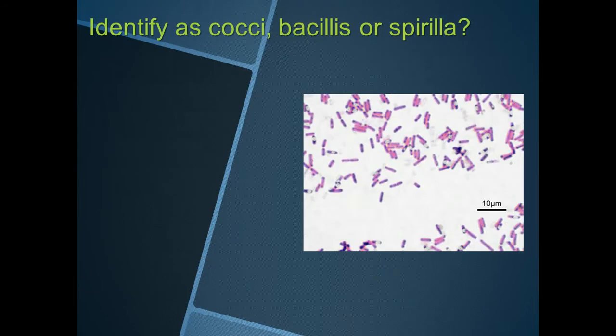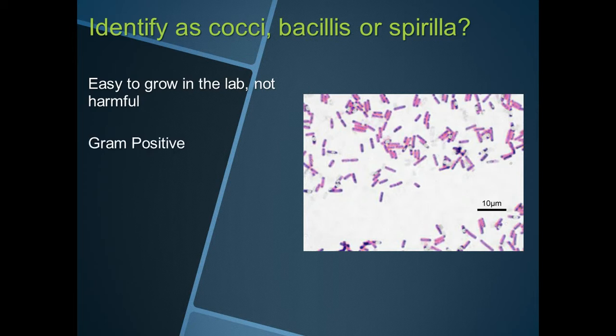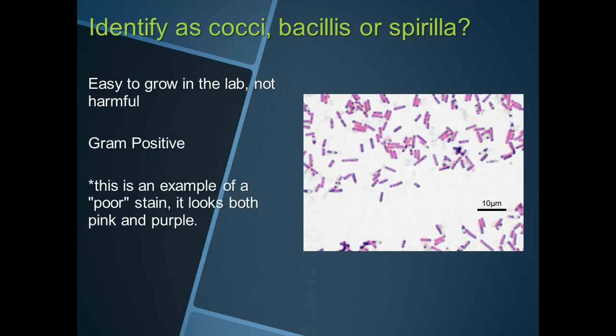Identify this as either cocci, bacillus, or spirilla. This particular bacteria is easy to grow in the lab and not harmful. It would be gram-positive, so it appears purple. However, this is an example of a poor stain because in the stain you can see it looks both purple and pink. Gram staining takes practice.